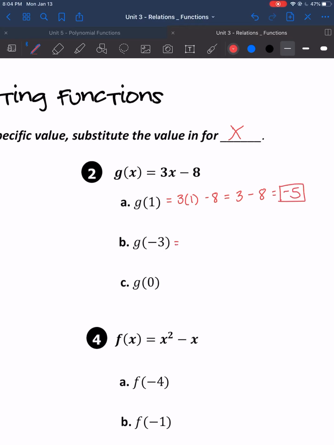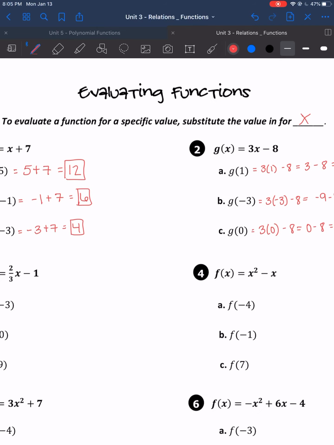And g of negative 3. So I'm going to plug in negative 3 for x. Negative 3 times 3 gives me a negative 9, minus 8 gives me a negative 17. And g of 0, when I plug in 0, 3 times 0 minus 8, so 3 times 0 is 0, minus 8 gives me a negative 8.